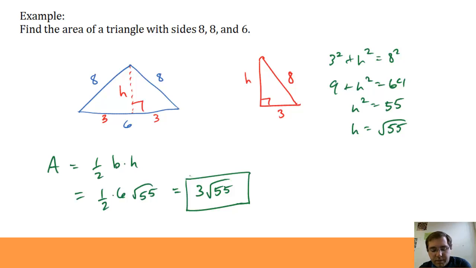So we're done. Sometimes I'll have to find the height, which means I'll have to draw an altitude and find the length of that altitude. But once I draw that altitude, that's determining which side of the triangle will be the base. It's the one that I drew the altitude to, the one that is perpendicular to the altitude.